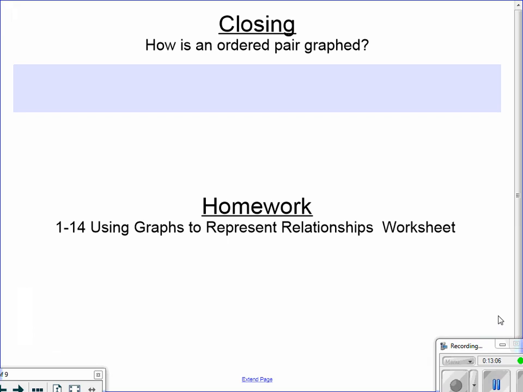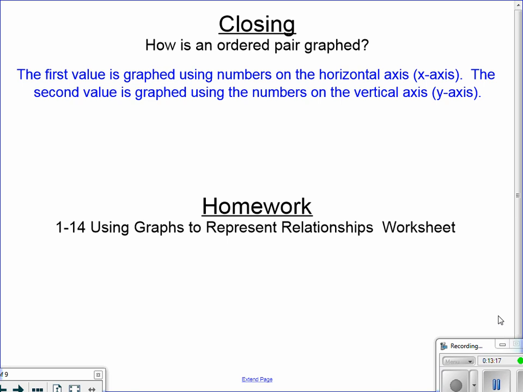All right, now to finish up here, how is an ordered pair graphed? Well, we talked about this a couple of times, but the first value is graphed using the numbers on the horizontal axis, which is the x-axis, and then the second value is graphed using the numbers on the vertical axis, which is the y-axis.